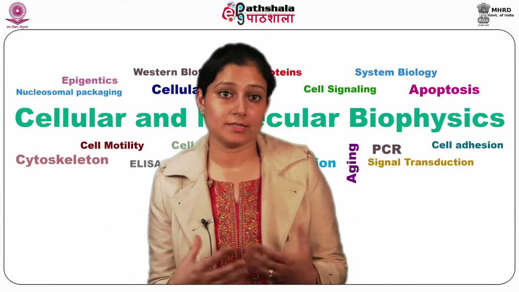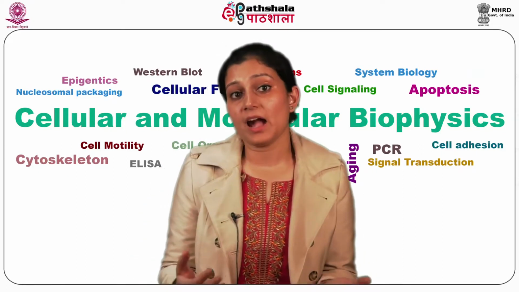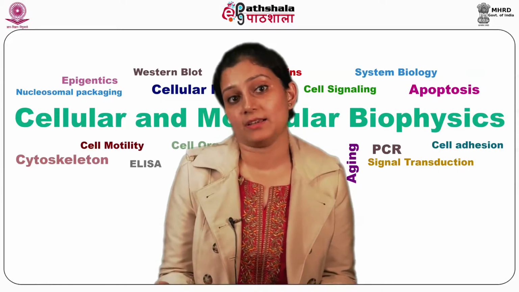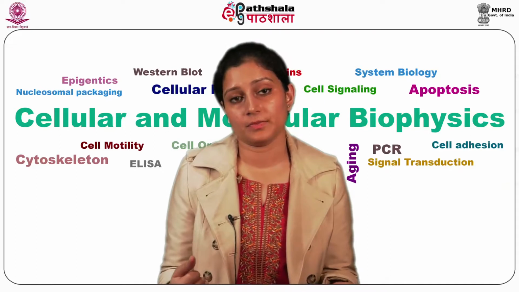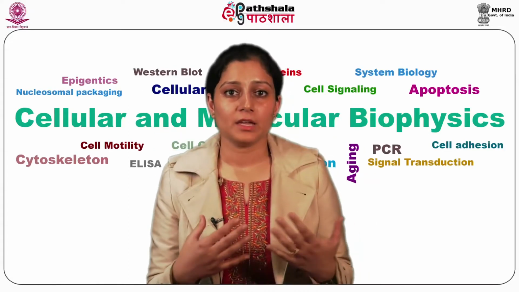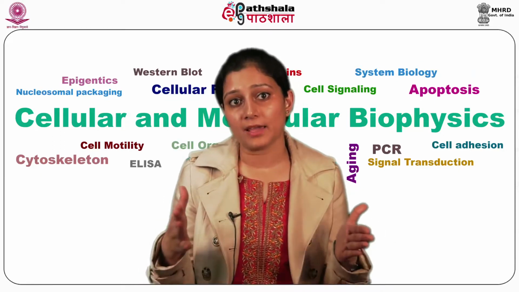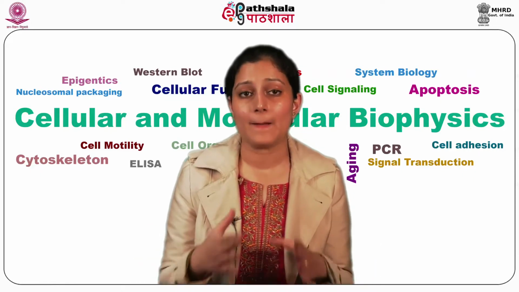Collective cell migration consists of a group of cells which retain cell-cell adhesion and display high correlation of directionality between neighboring cells. Collectively migrating cells form two major zones. Zone A, as seen in the figure, in which a single leader cell or several leader cells generate a proteolytic microtract at the front of the collective group. And zone B, in which the subsequent cells, called follower cells, then widen this microtract to form a larger macrotract.